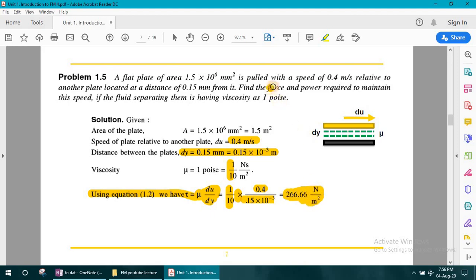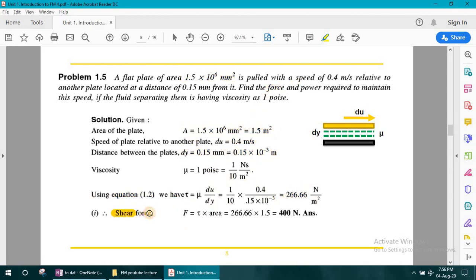Now you want to calculate the force. The force is always in Newton, but this is Newton per meter square. So here the area of the plate is given, see here, 1.5 meter square. If you know the stress and the area, then you can calculate the force. You know that shear stress is equal to force upon area. So if you transfer this area to the left side, force is equal to tau into area, where tau is equal to 266.6 and area is 1.5. You will get the force in Newton. So your answer is 400 Newton. This is your second answer.